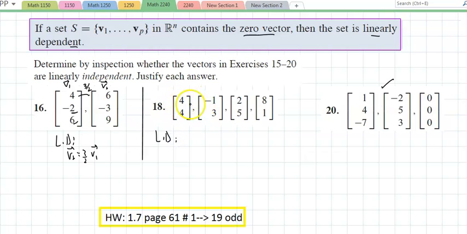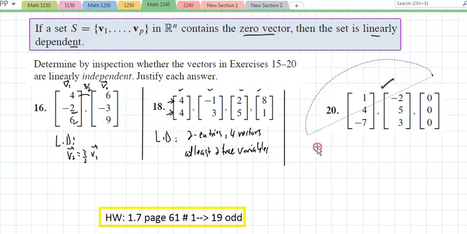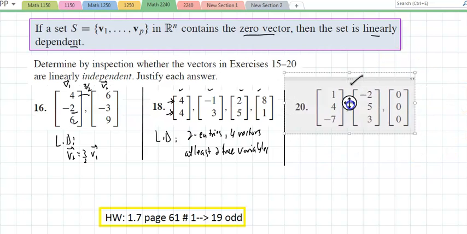Why is that? Well, we only have 2 entries and 4 vectors. Doesn't that mean we're going to have at least 2 free variables? If you write this as a matrix, say that's x1, x2, x3, x4, you can only have at most 2 pivots, which means 2 of the rows are 0. And this is automatically, by that theorem, this is theorem 9, linearly dependent.